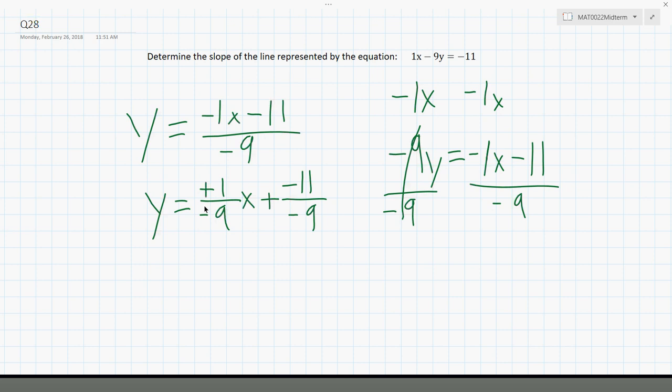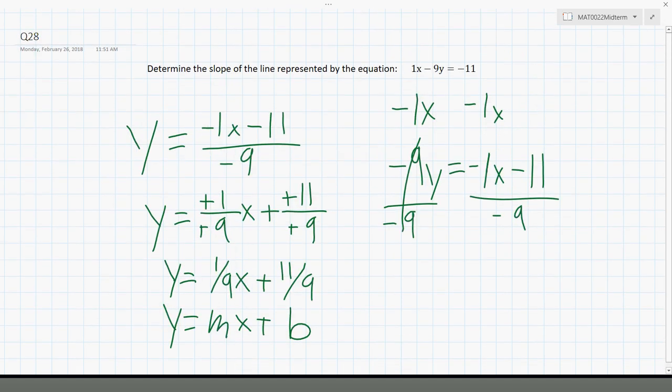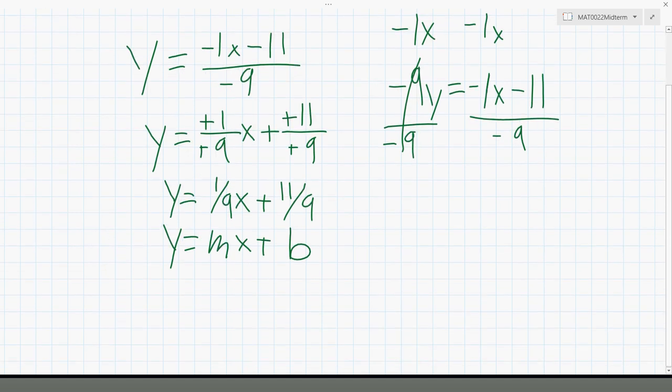So I'm looking at these. These are going to make everybody positive, right? Because it's negative over negative, negative over negative. We're going to just turn them all positive. So y equals 1 over 9x plus 11 over 9. One of those is a prime number, so I can't really do anything with it. That's my line, y equals mx plus b. What's my question? Slope. Somebody tell me what my slope is. 1 over 9, because m equals your slope.